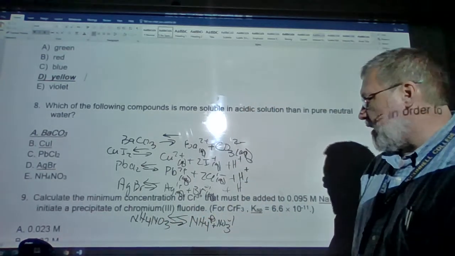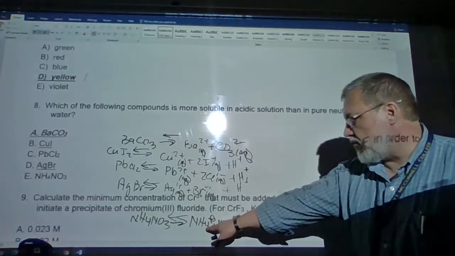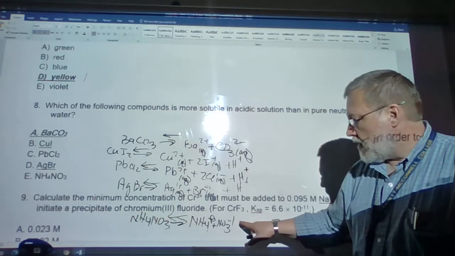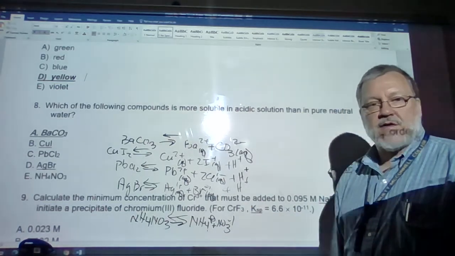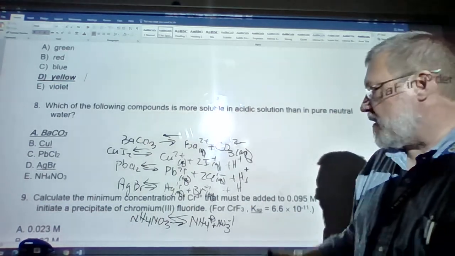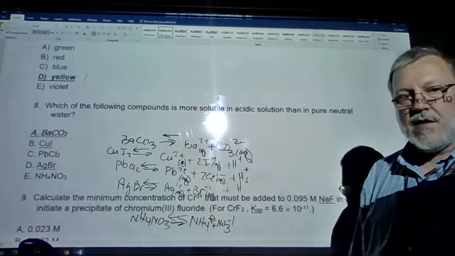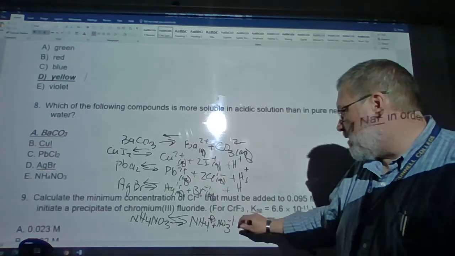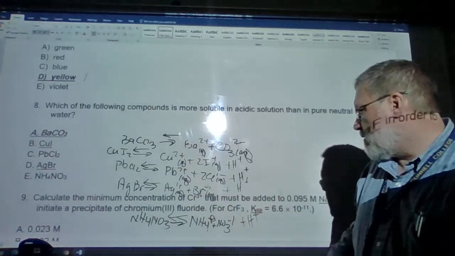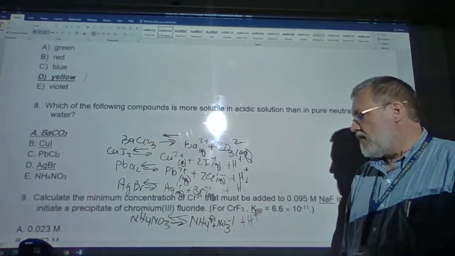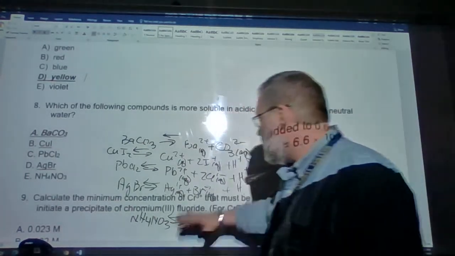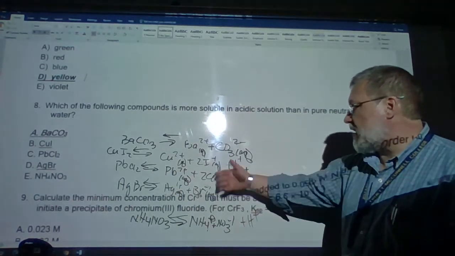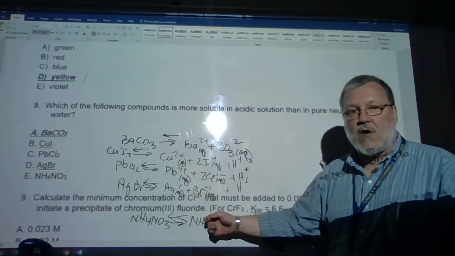Notice ammonium nitrate. It busts up to form the ammonium cation and the nitrate anion. If the nitrate picks up H plus, it forms nitric acid. Is that a strong acid? No, it's not. So this nitrate has no tendency to react with the H plus. None of these reactions for B, C, D, and E have any tendency to react with the H plus because they're anions of strong acids.